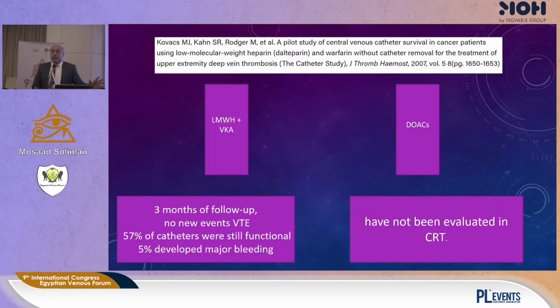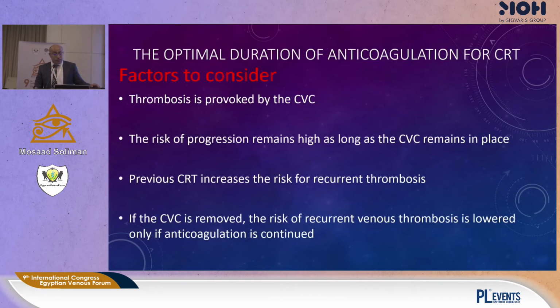Is there another option for medical treatment in the catheter-related thrombosis, like using low molecular weight heparin and vitamin K antagonist? The answer is yes. In many trials, they have tried it for 3 months, and they have the functioning catheter in 57% of the cases, and only 5% developed active bleeding. And lastly, no new event of vascular-related thrombosis has happened. DOACs have never been tried in the treatment of catheter-related thrombosis so far in the articles.